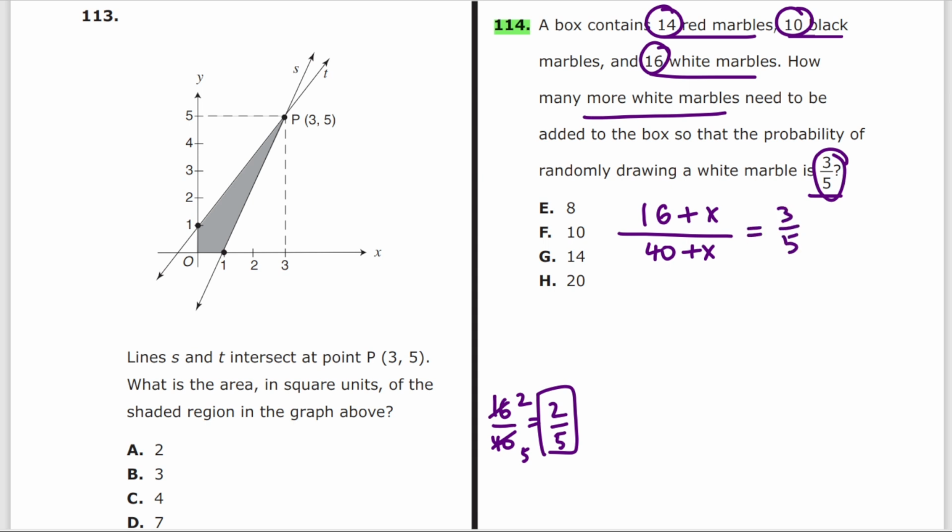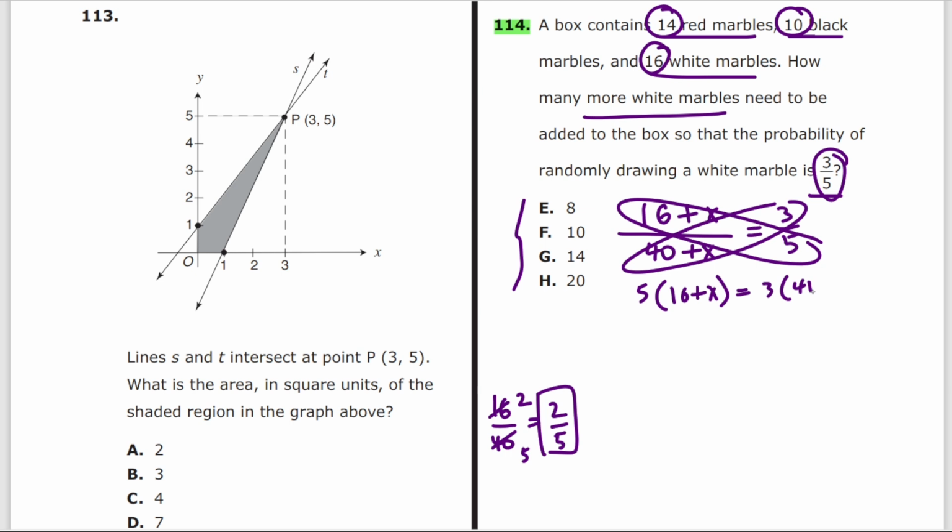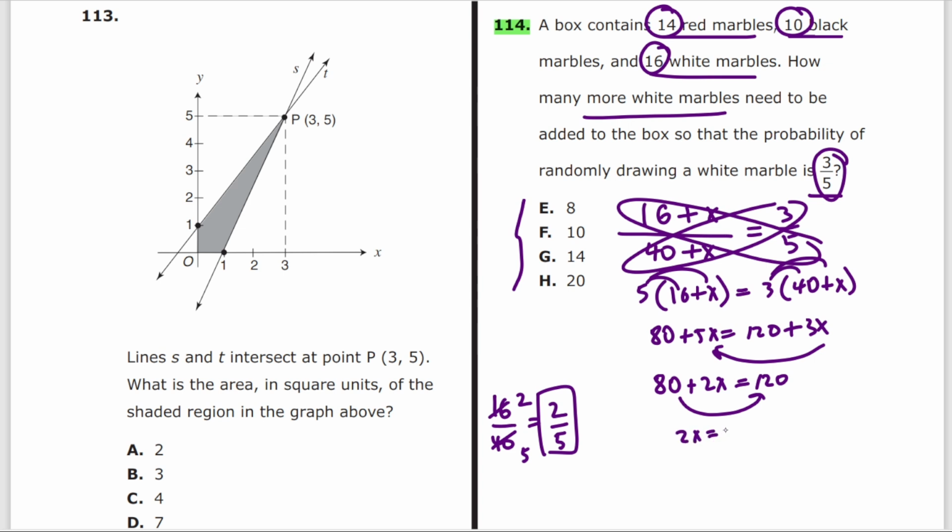And now there are multiple ways to do this. The first way is just to plug in these values and try to do the guesswork. I will do the butterfly method with your permission. So it's going to be 5 multiplied by 16 plus X is equal to 3 times 40 plus X. Let's expand it. So 5 times 16, 80 plus 5X is equal to 120 plus 3X. Move 3X here. I get 80 plus 2X is equal to 120. Move 80 here. I get 2X is equal to 40. X therefore is equal to 20. Answer is H.